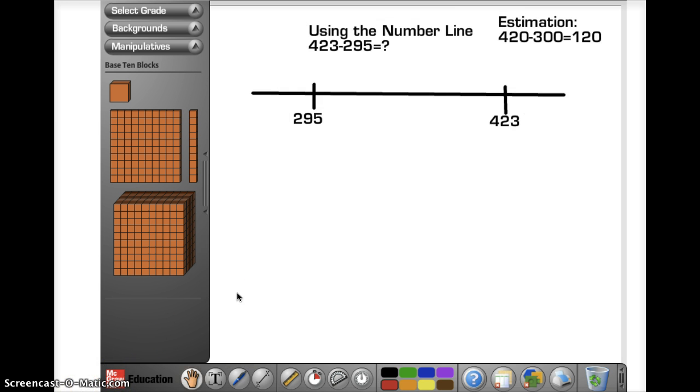Now we are going to use the same equation, 423 minus 295, and solve it using a different strategy. So we want to find the difference between 423 and 295, which is the difference between these 2 points. We can use our estimated value to help us solve this equation.